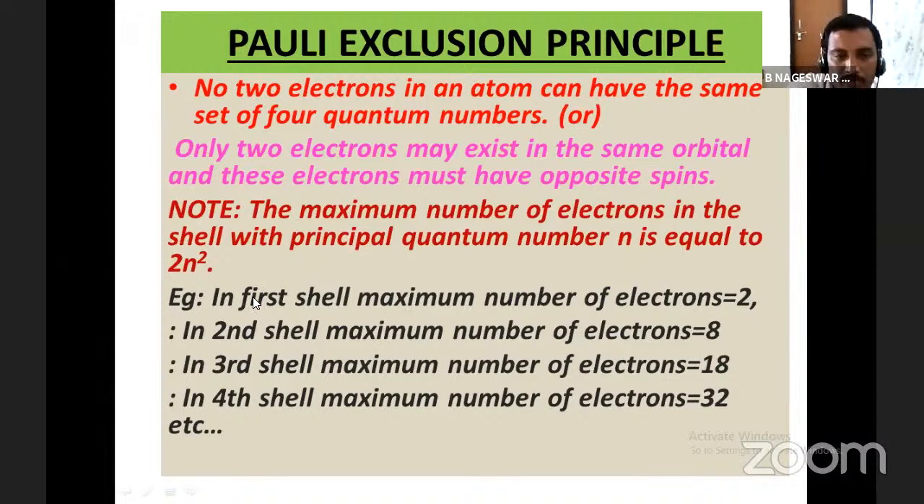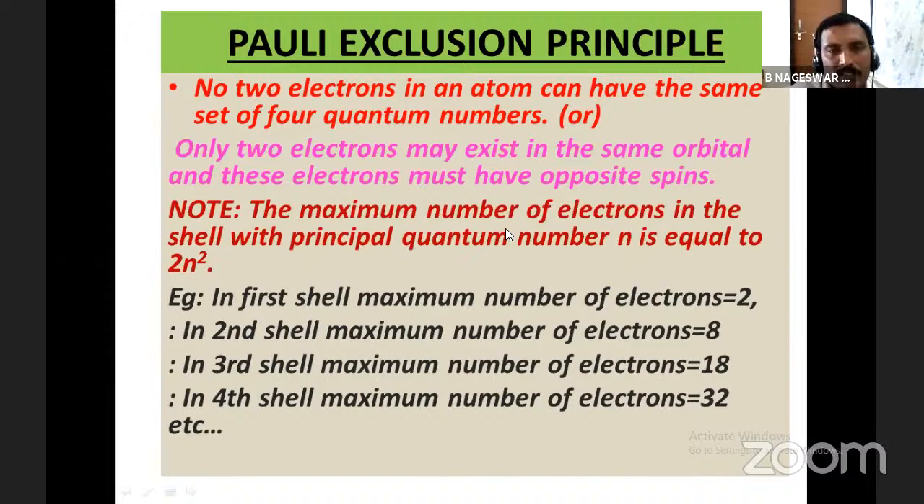Okay, maximum number of electrons. How to calculate the maximum number of electrons? It is given by one equation, 2n square. Suppose we are taking the first shell, maximum number of electrons is equal to 2 into 1 square, equal to 2. Similarly, in the second shell, 2 into 2 square, which means 8. In this manner, we can easily understand the maximum number of electrons in a particular shell.